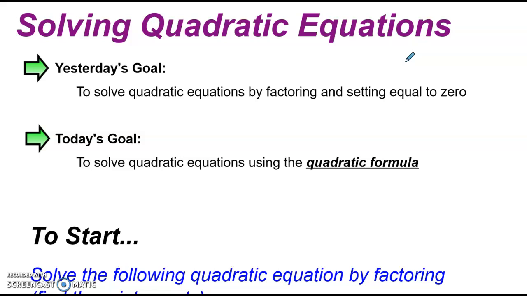This way we could find out what all the x-intercepts were. Now, it'd be nice if that's all we ever had to do, right? But sometimes, as you'll see in today's lesson, we're going to have quadratic equations that won't factor. At least they don't factor using any of the methods that we've learned so far. So we have to have another way to do that. And when that happens, we use something called the quadratic formula. So today's goal is to solve quadratic equations. The equations are going to look pretty much the same as what we saw yesterday, but we're going to use the quadratic formula in order to solve them.